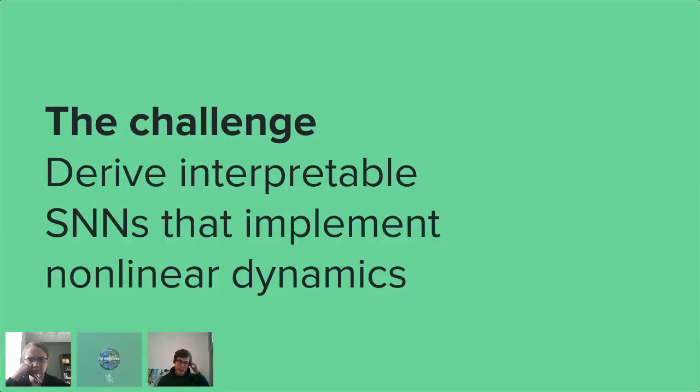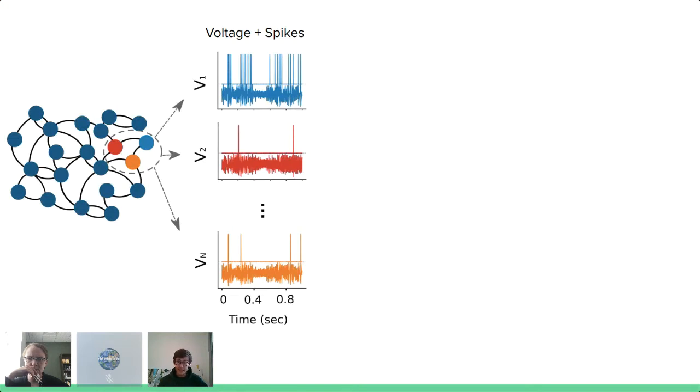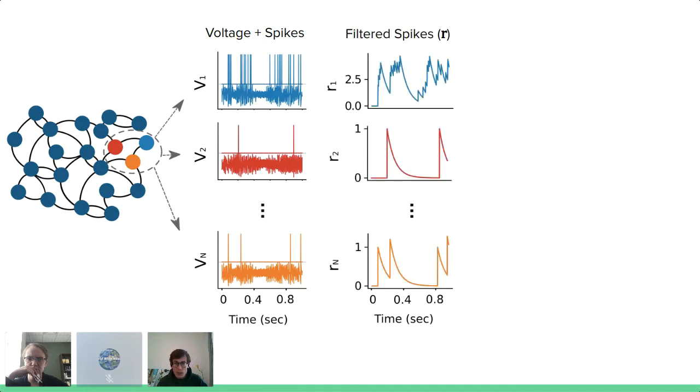So what we wanted to do here was to derive from first principles a fully interpretable spiky neural network that implements nonlinear dynamical systems. And I want to take just a minute here to explain the setting a bit more in detail. What we want is a network of spiky neurons. In this example, you can see the voltages and the spikes that happen whenever the voltage goes above a certain threshold. And we assume that we can use the filtered spike trains weighted through a decoding matrix D.